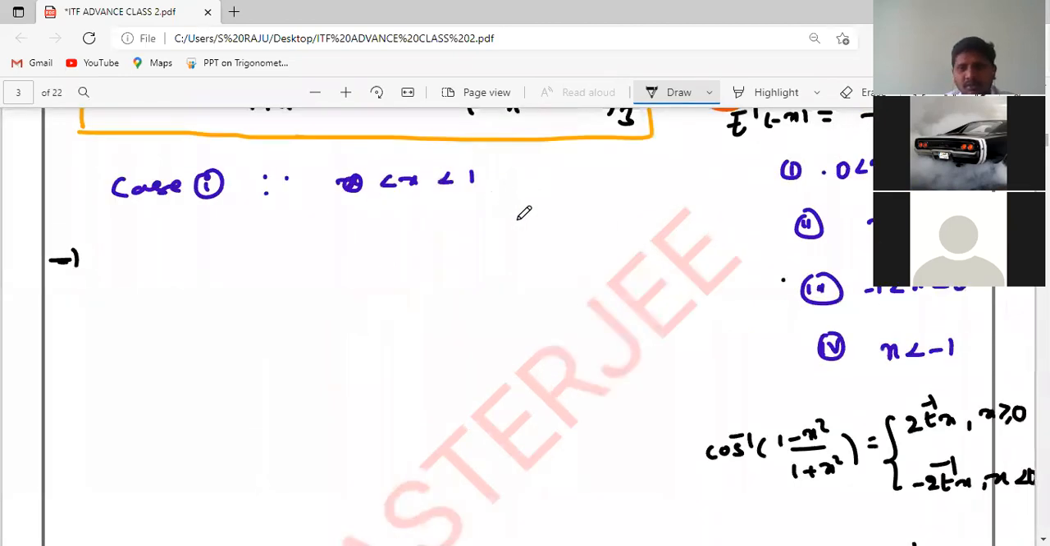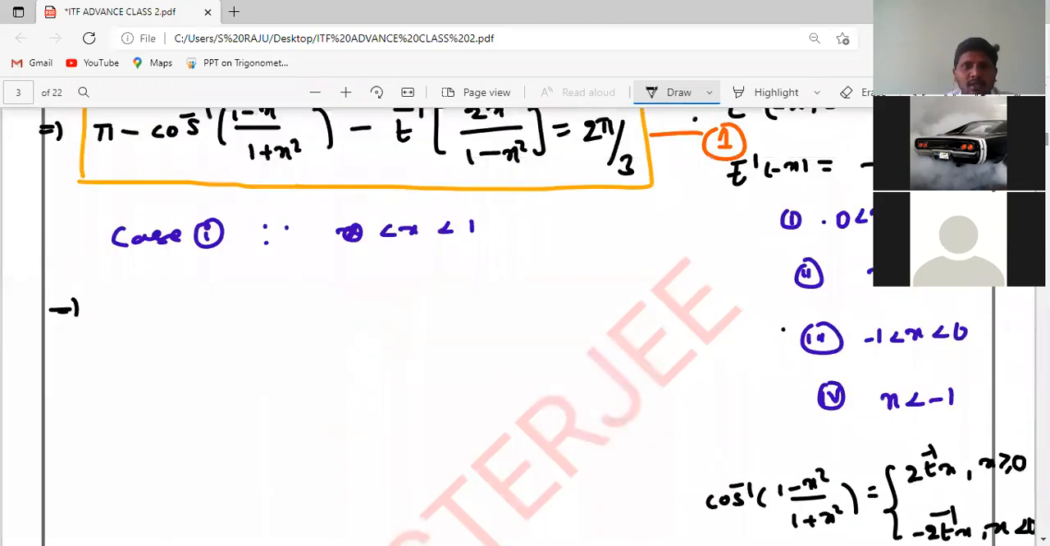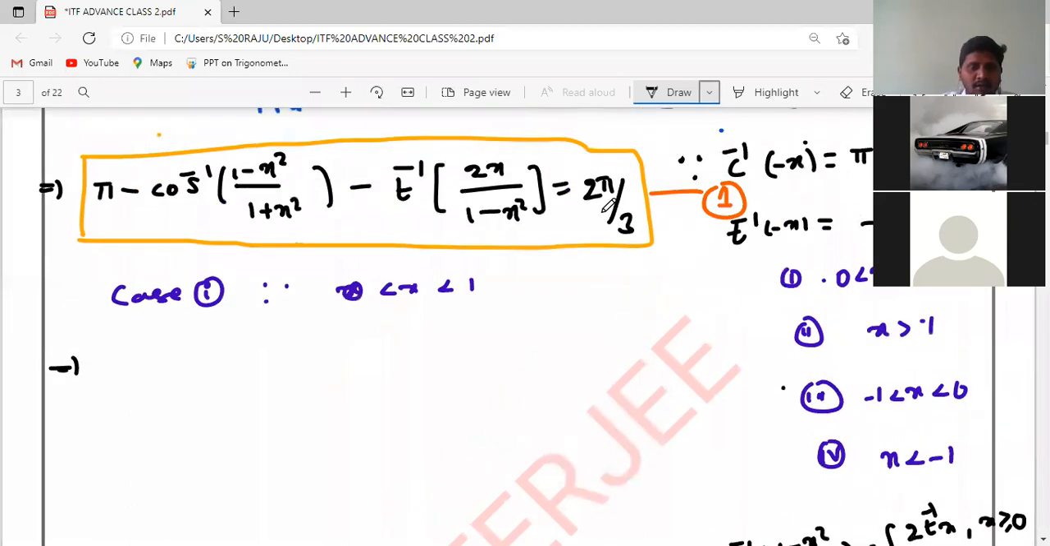No, x is positive. Then x positive means 2 cos inverse of (1 minus x square) by (1 plus x square) plus 2 tan inverse x. So from equation 1, it can be written as 5 minus 2 tan inverse x. This is a tan inverse x, this is also tan inverse x.